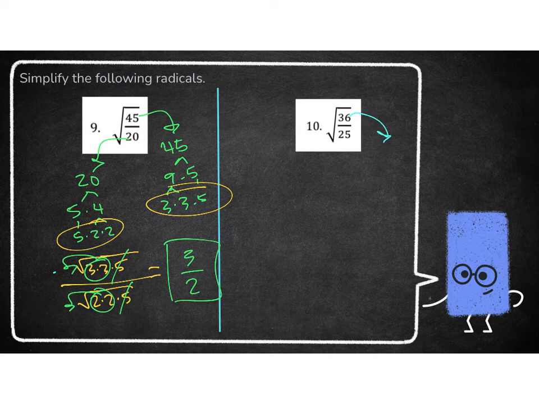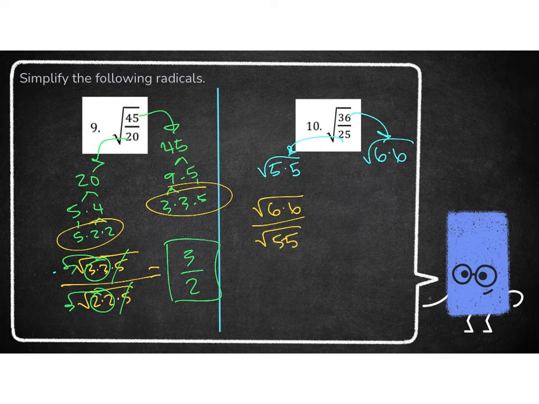Square root of 36 is 6 times 6. Square root of 25, those are both perfect squares. 5 times 5. So that's what my radical looks like. I've got the square root of 6 times 6 on the top and the square root of 5 times 5 on the bottom. And those are pairs. That's 6 over 5. Boom.